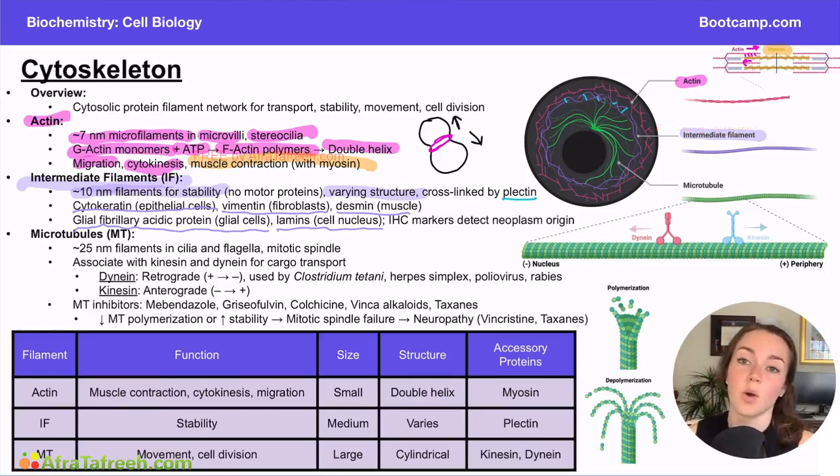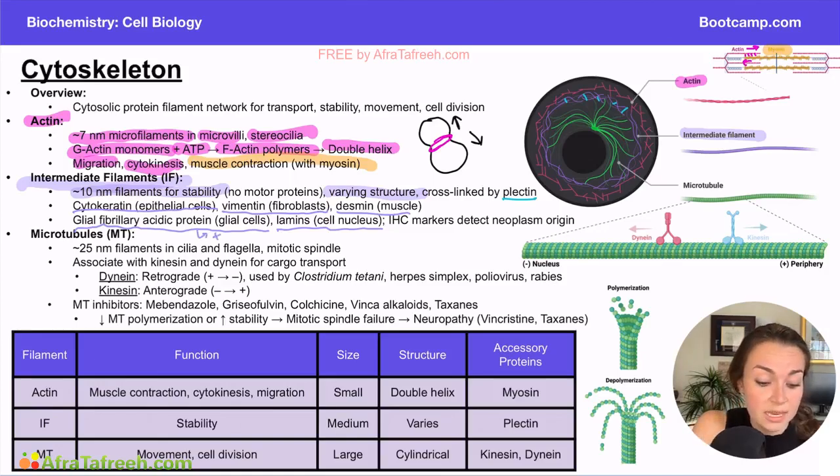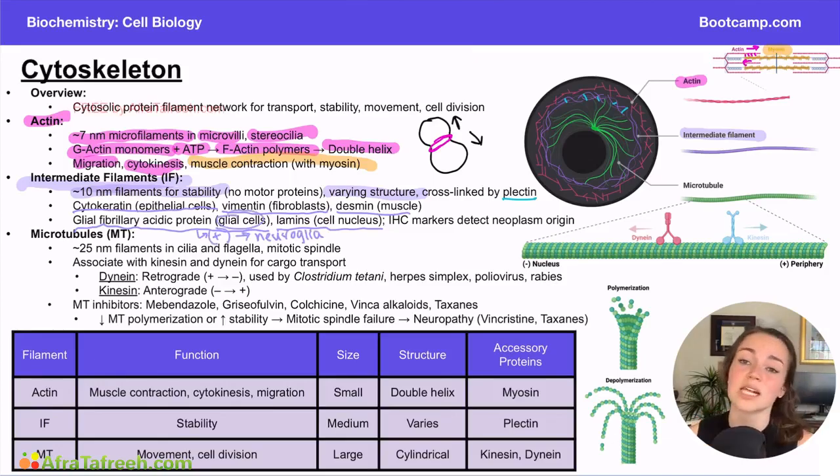And the reason you want to know all of these names is because the immunohistochemical tumor markers for each of these can be used to detect the origin of a bunch of different neoplasms. For example, GFAP positivity is really classic in board questions for glioblastomas, as well as sometimes astrocytomas. And that same concept applies to a lot of these.